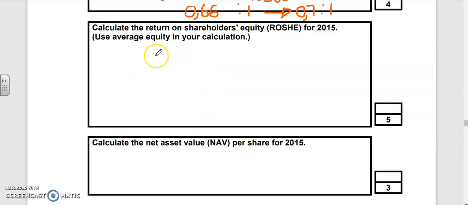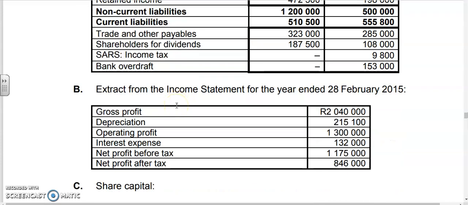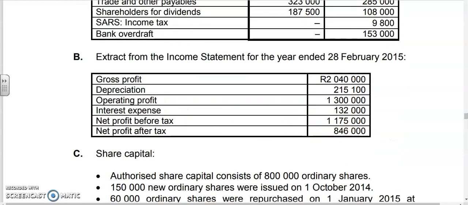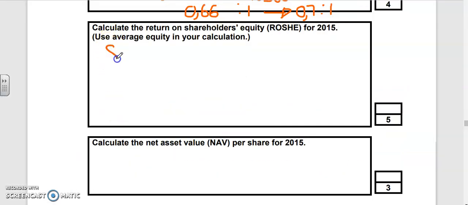Net profit after tax. So you'll find that I won't put the formulas here. I'll refer to it there because it just wastes time. You can obviously screenshot or whatever. Net profit after tax, and most of the time they will give it to you. Here it's 846,000.